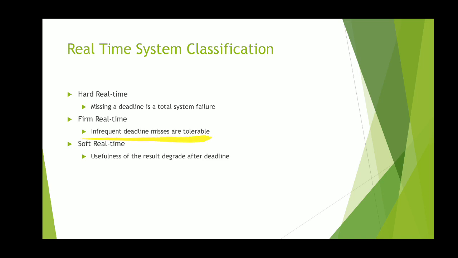But in the firm real-time system, infrequent deadline misses are tolerable and won't cause a system failure. But it is expected to have a response within the deadline. But in the case of a soft real-time system, it is also expected to have the result within the deadline, and missing the deadline also does not cause a system failure, but the usefulness of the result or usefulness of the system will degrade when it misses a deadline.